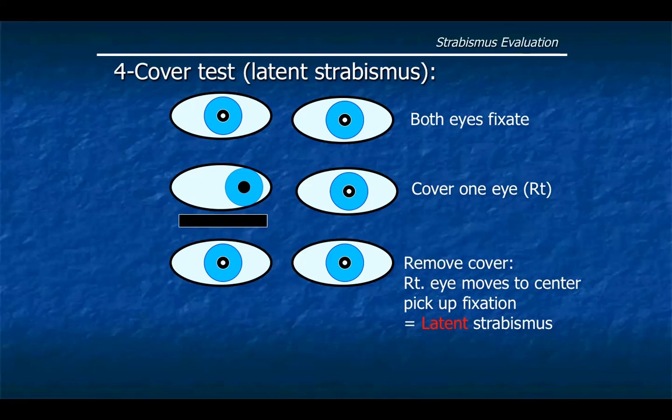And so as seen in the upper picture, both eyes are fixating. There's no strabismus in any eye. We cover one eye, for example, the right eye. The right eye under the cover deviates. And when we remove the cover, we see the deviated eye moving back to the center to pick up fixation. This movement means it was deviated under the cover. So this patient has latent strabismus that only occurs when one eye is covered, but does not occur when both eyes are fixating, because the brain prevents its appearance.